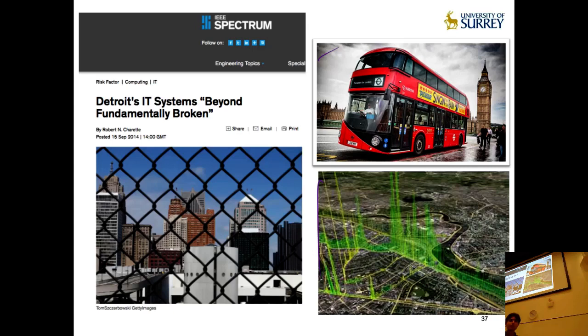Just to use an example, around 2014, IEEE published an article about the city of Detroit. Detroit is a city in Michigan in the States. I don't know if you read the news around that time. Detroit went bankrupt a few years ago. It's a sad story of a city becoming bankrupt. And I actually read a story about the state of the city.